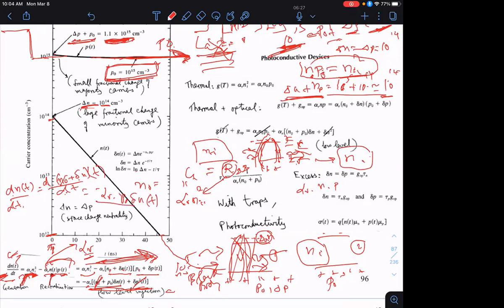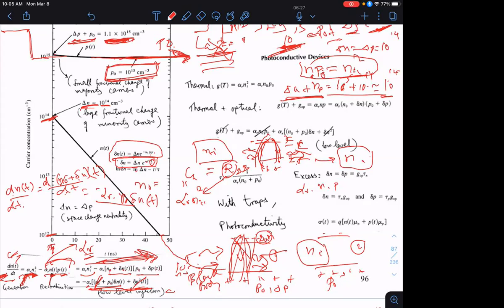And what is the solution of this? The solution of this is an exponentially decaying quantity. Delta n of t is equal to the starting value of delta n, in this case 10 to the 14, e to the power minus alpha r p naught times t. Now, alpha r times p naught can be written as 1 over tau, where tau is called the generation recombination lifetime. So you see that delta n decays exponentially with time. Delta n equals the starting value, e to the power minus t over tau.